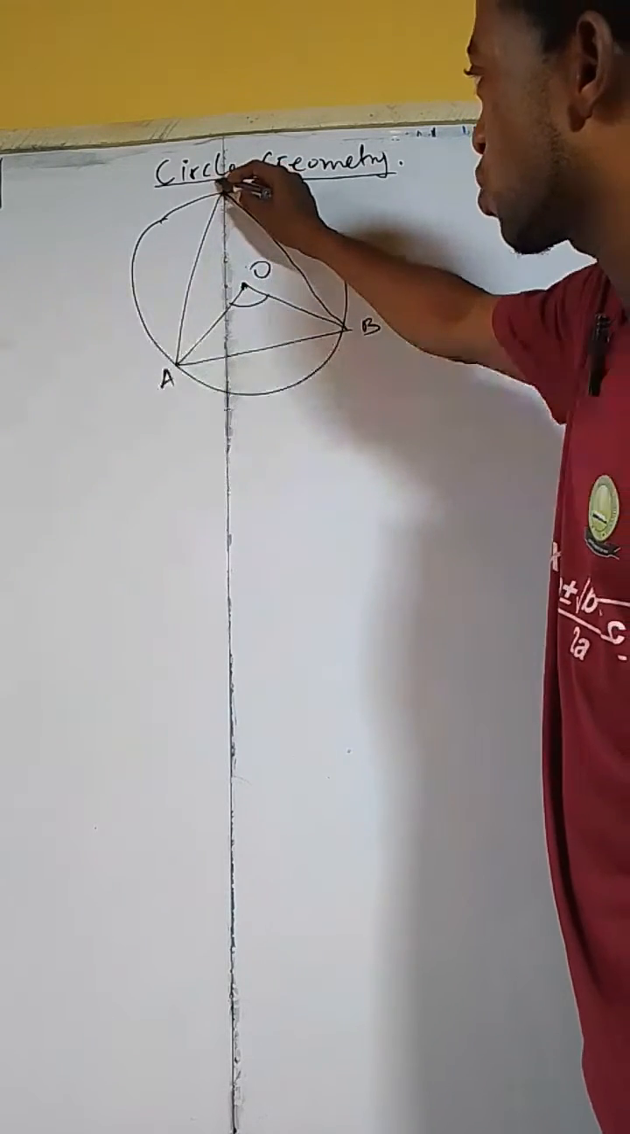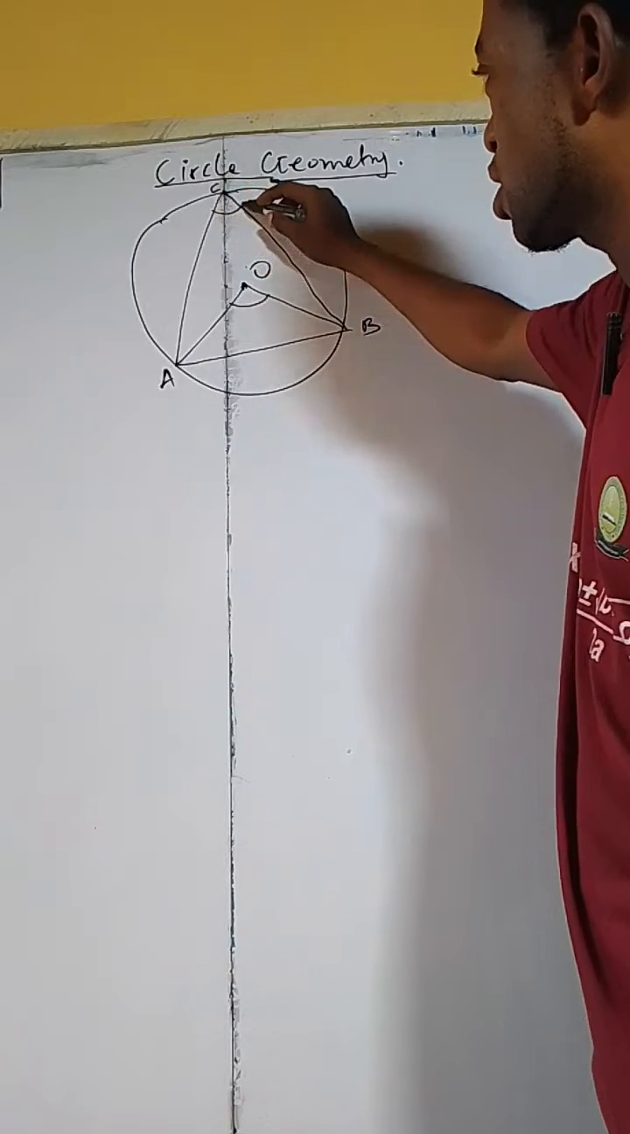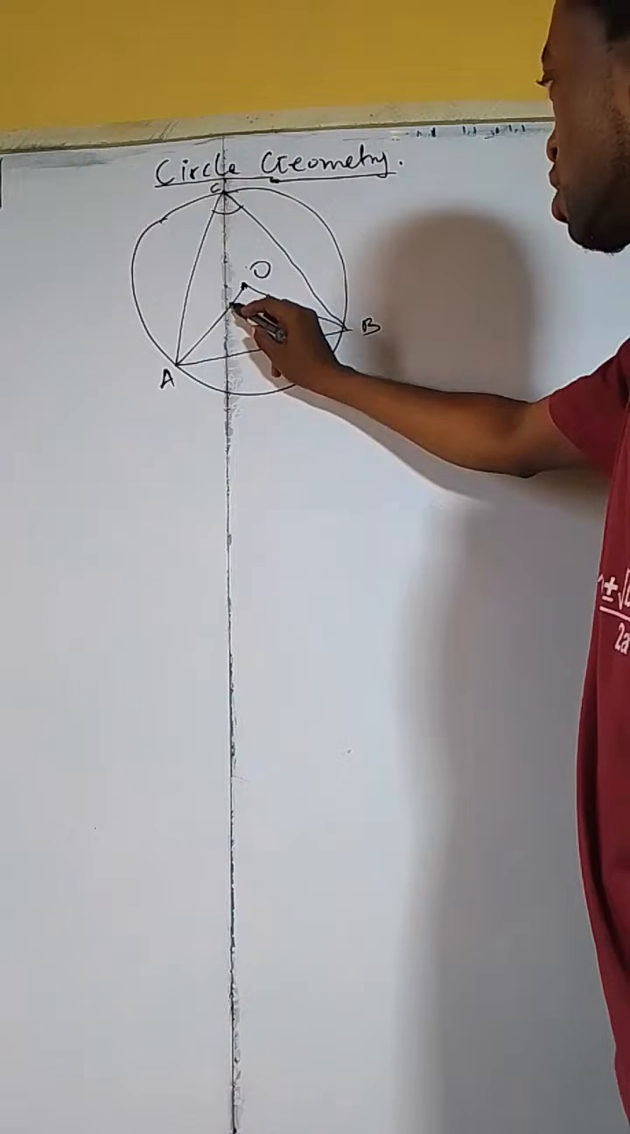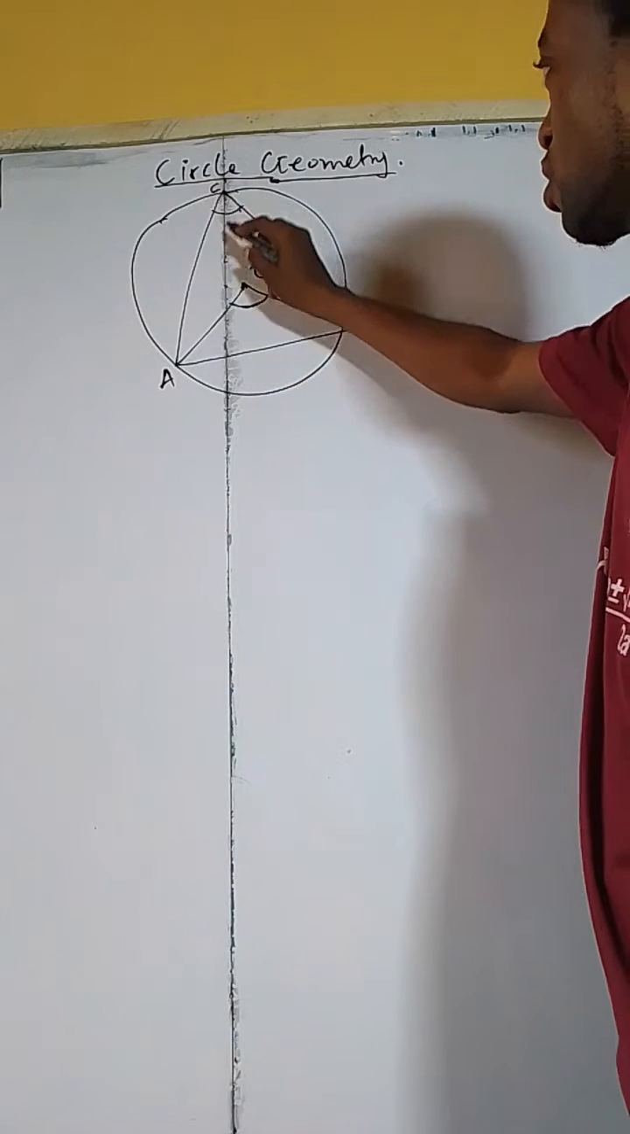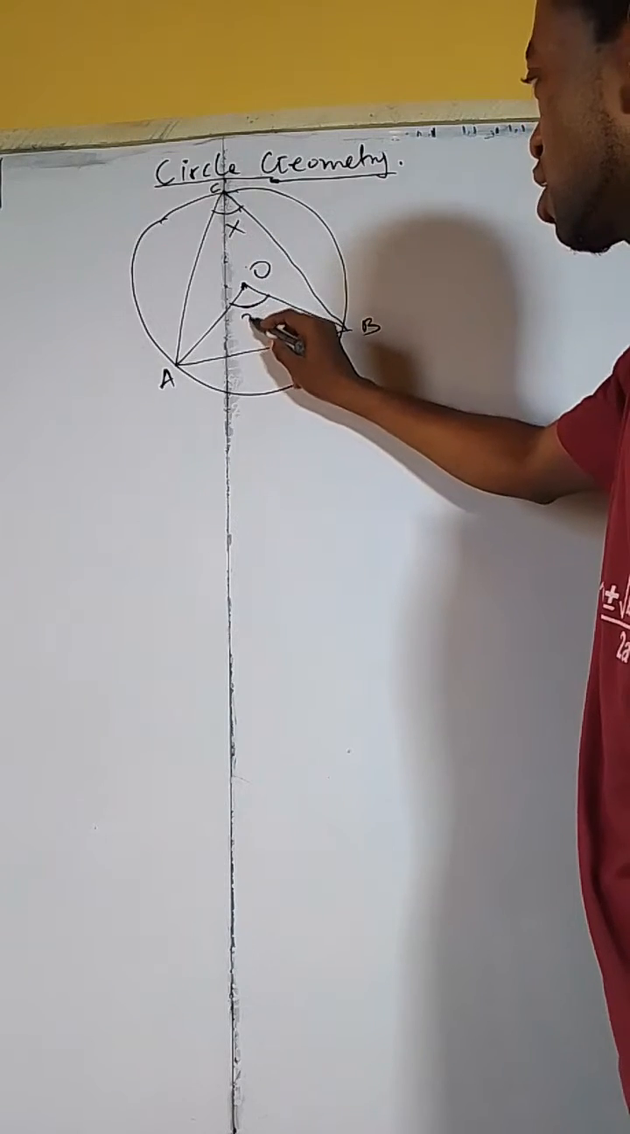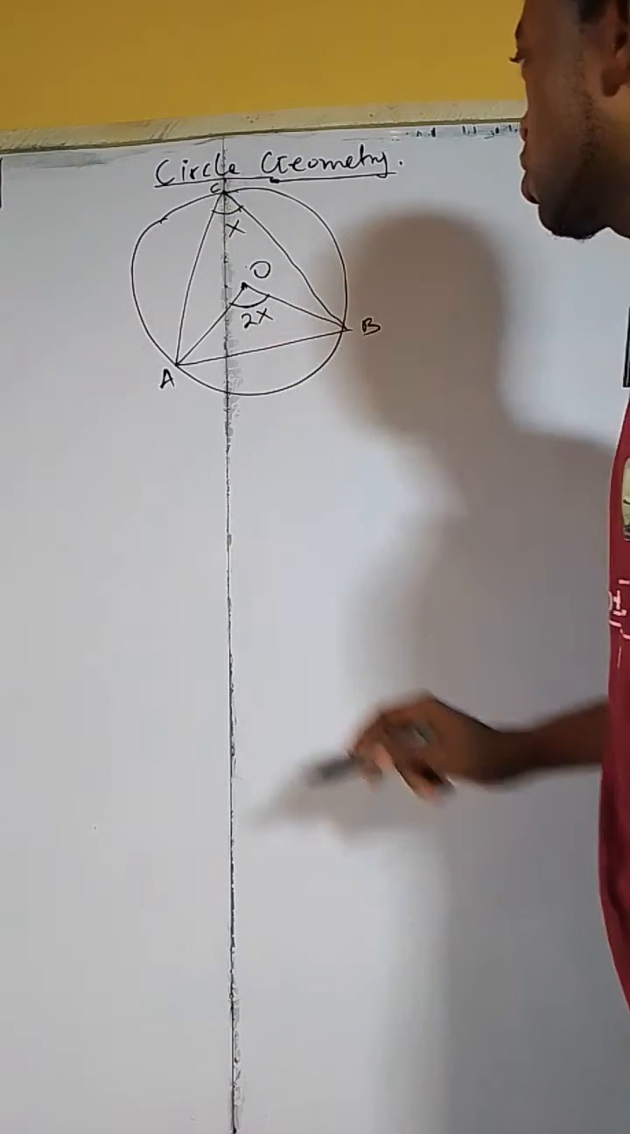So let's call this point C. So this angle here is the angle at the circumference. So the angle at the center is twice the angle at the circumference. Now, if the angle at the circumference is x, the angle at the center here is now 2x. So that's the first theorem.